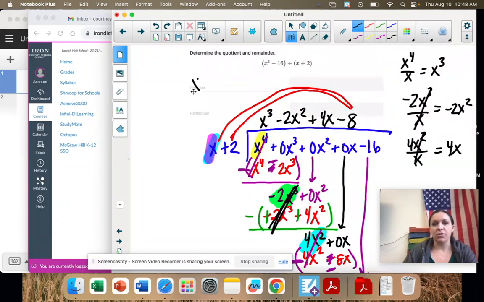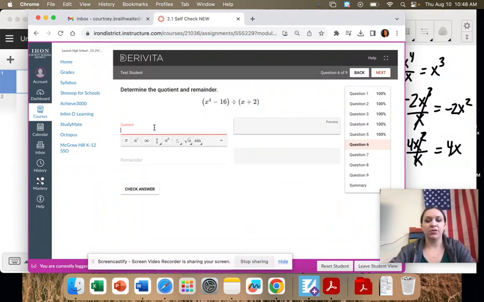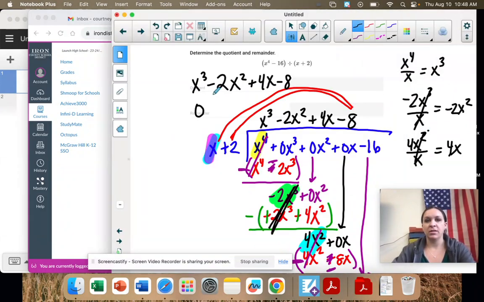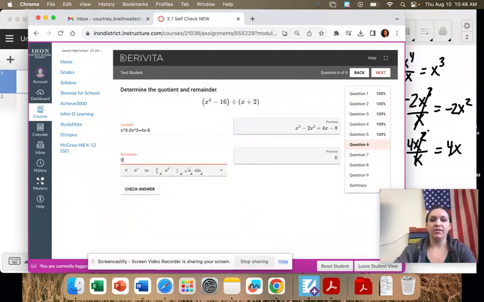So see, our quotient is a cubic function. And so that's why we need to add all of these missing terms in there. So x cubed minus 2x squared plus 4x plus 8. No, it was minus 8. With a remainder of 0.